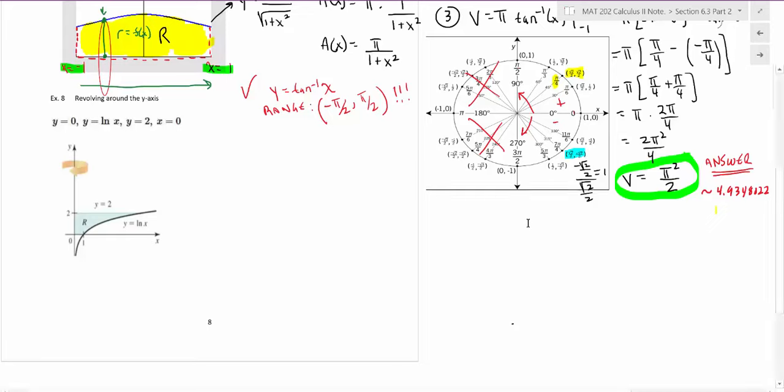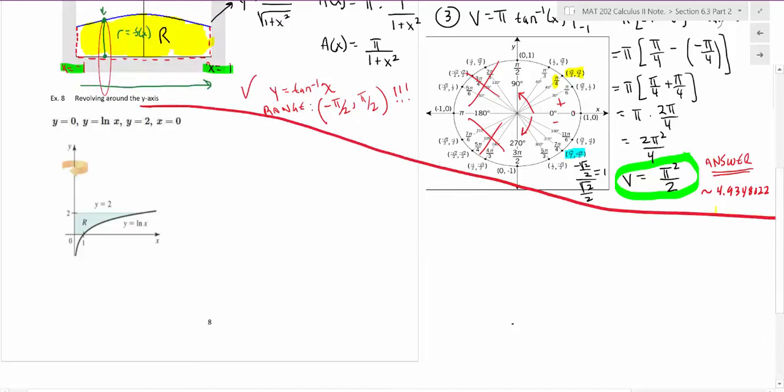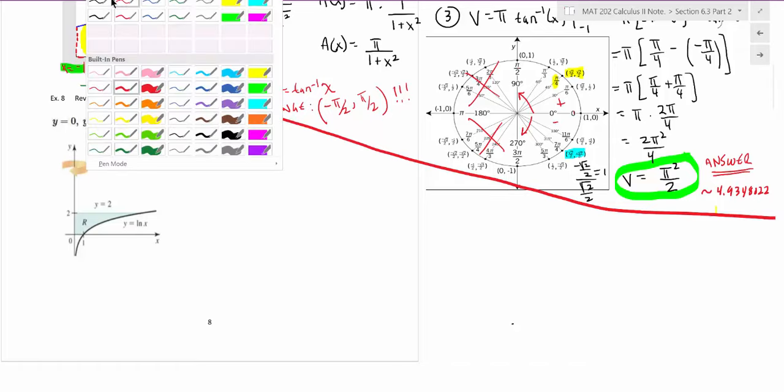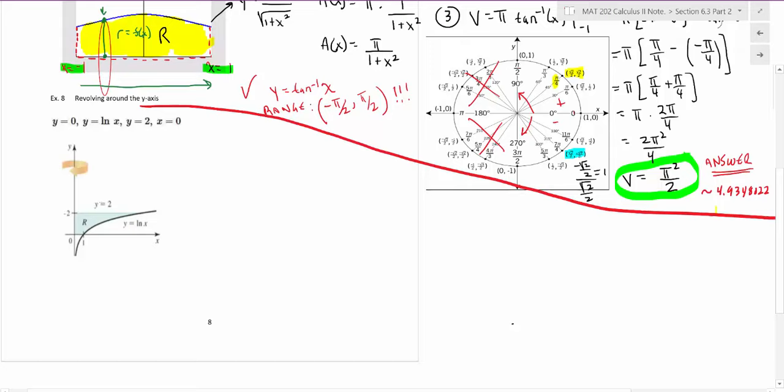So this one's going to work like this. Same idea, except we're going to be revolving around y instead, like that. So we have example 8. The way this one is going to look is our disks are now going to go like this.